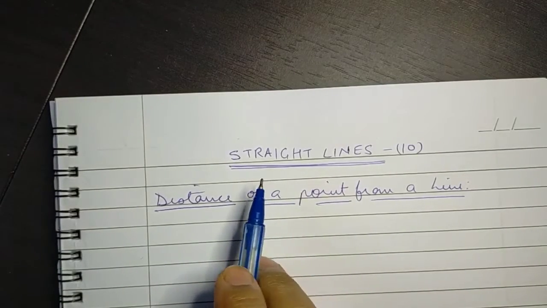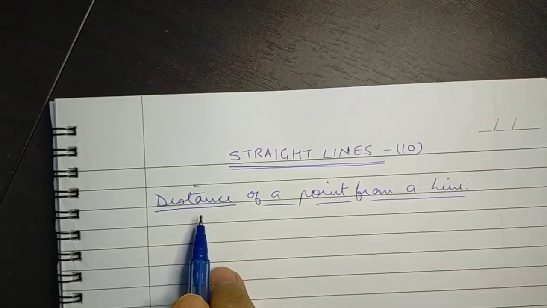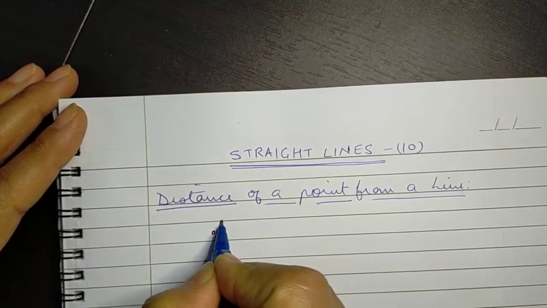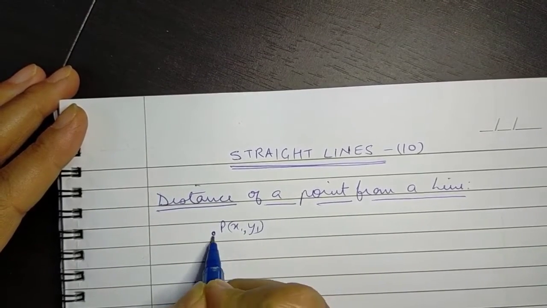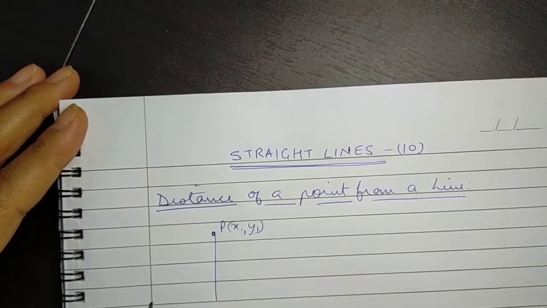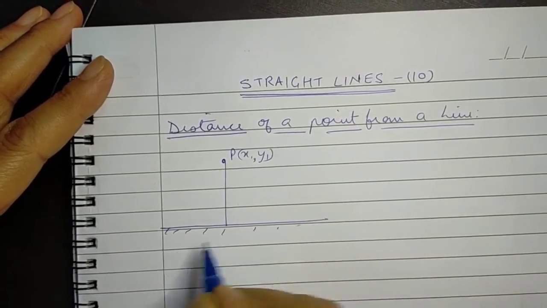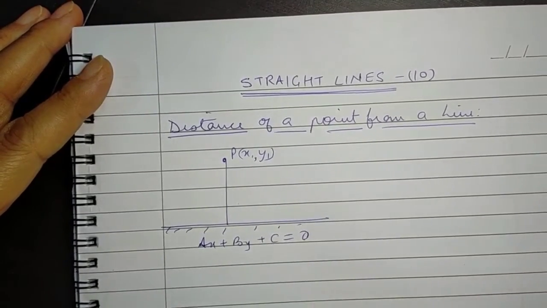Good morning. Today we are going to take up the next topic of straight lines, which is distance of a point from a line. So let us take a point (x1, y1) and let us find the distance of this point from the line ax + by + c = 0.